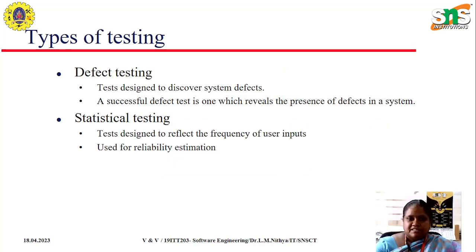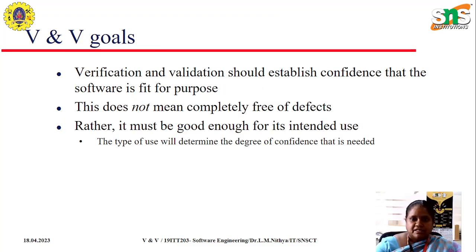Types of testing. One is defect testing, another one is statistical testing. Defect testing is a test designed to discover system defects. A successful defect test is one which reveals the presence of defects in a system. What is statistical testing? These are tests designed to reflect the frequency of user inputs. It is used for reliability estimation. How reliable your software is, that is tested by means of statistical testing. Whereas defect testing is used to locate or identify the defects.